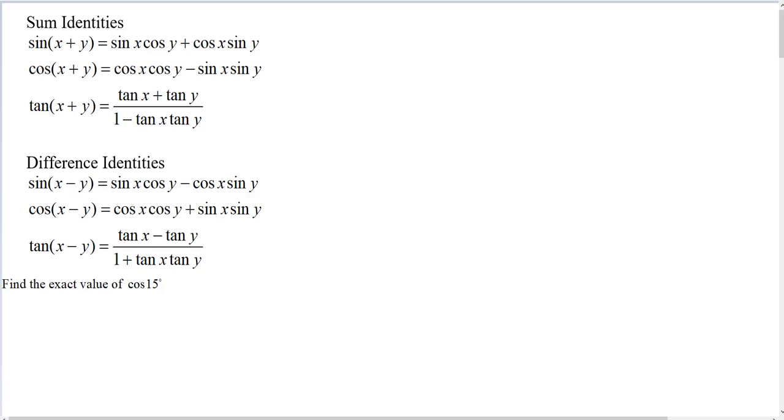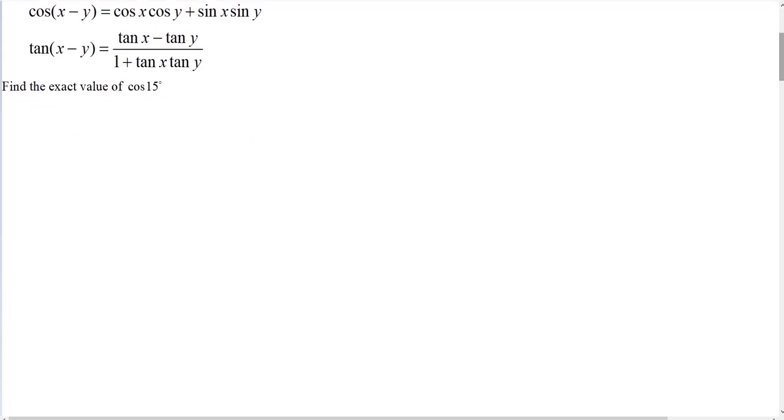Let me assume that you are familiar with the sum identity and difference identity, and I'll go over an example of how you use this identity to find all the trig function values at angles other than 30, 60, or 45 degrees, or multiples of those angles. So here is an example: find the exact value of cosine 15 degrees.